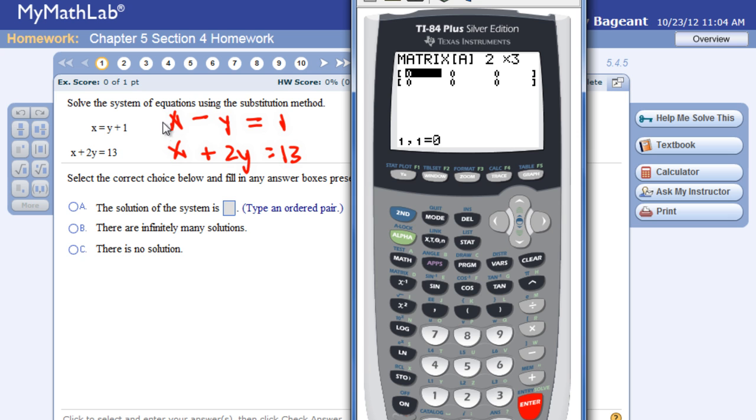So my coefficients are 1, -1, 1, 1, 2, and 13. So your matrix should look like this. So let's go ahead and enter that.